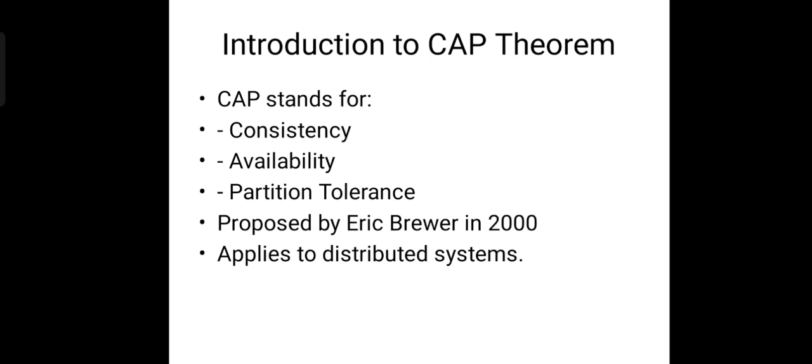It states that in any distributed database system, it is impossible to simultaneously guarantee all three of the following. First is consistency, second is availability, third is partition tolerance. It was proposed by Eric Brewer in 2000. It applies to distributed systems.